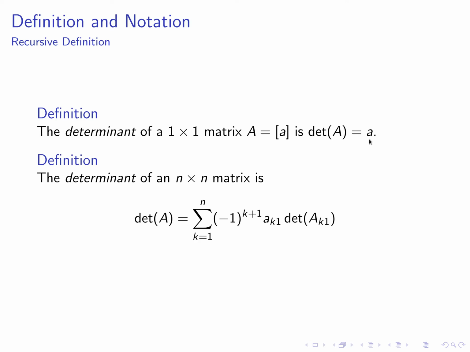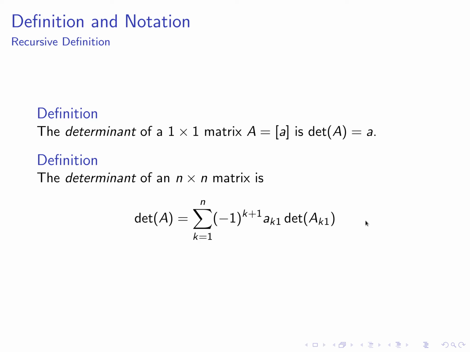So here is the definition of the determinant of an n by n matrix. So the determinant of an n by n matrix is defined as follows. So the notation we use is det A, and this is equal to a sum that has n terms. So here we're taking the sum from k equals 1 to n of (-1)^(k+1) multiplied by the k1 entry of our matrix multiplied by the determinant of the k1 submatrix of our matrix.